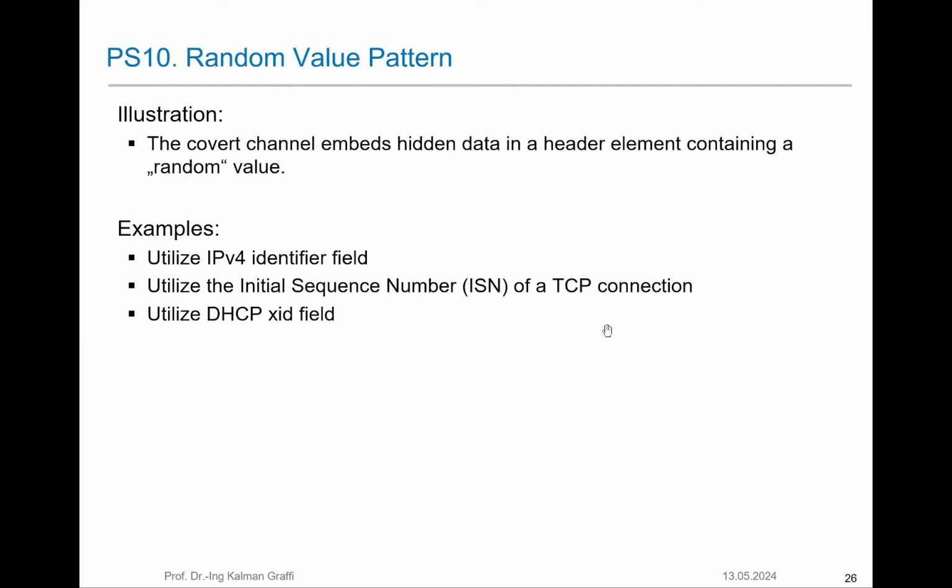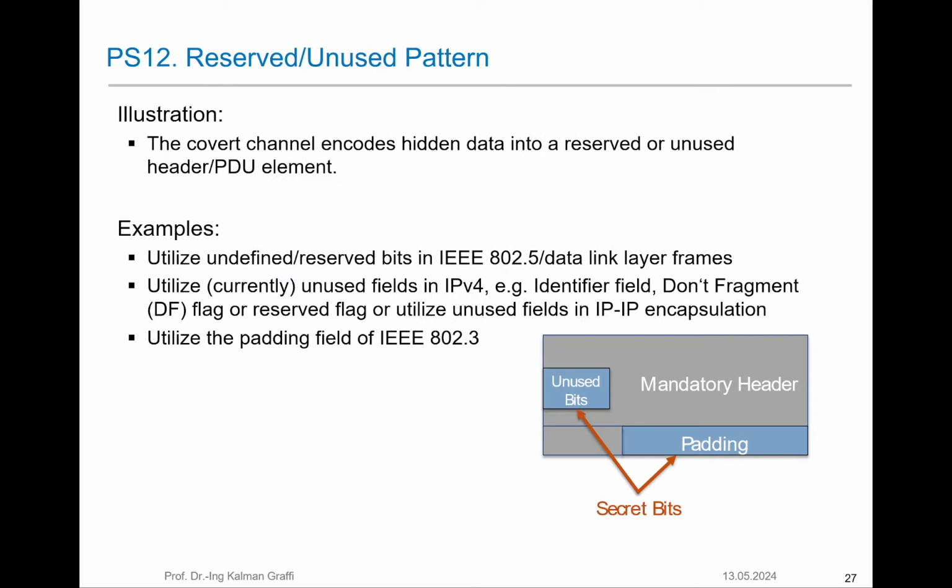Some protocols have the option to select a random value. For example, the identifier field in IP version 4, where it's up to the sender to decide, or the initial sequence number in TCP, or also some fields in DHCP. These are values selected by the sender, and this can of course also contain some information.